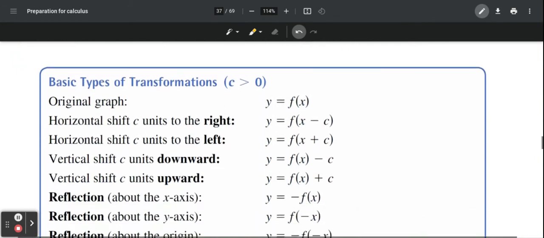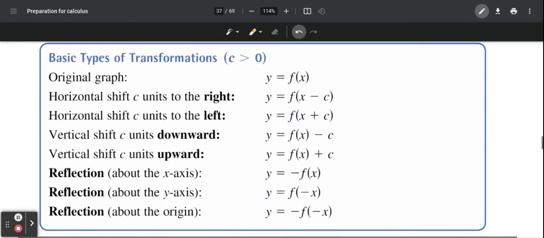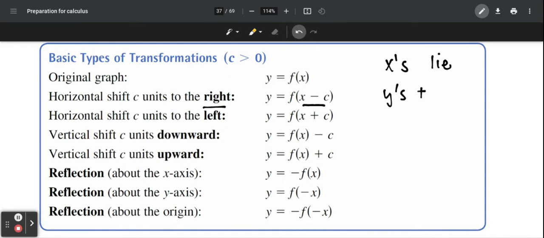So here are your rules for your transformations if you need a quick reminder of what's happening. Remember that your x's lie. Whatever it says the x is doing, it's actually doing the opposite. So if it says x minus c, you would think it's moving to the left, but it's really moving to the right. And your y's tell the truth.